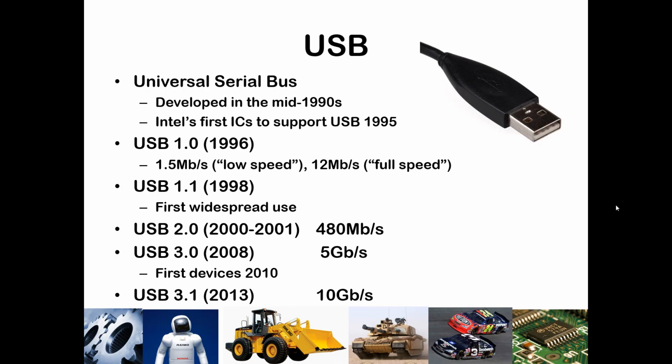USB is a very common application of serial communication, and this involves many modern day peripherals. So the USB was developed in the mid-1990s, and Intel was one of the first companies to use the USB standard, and they used them in 1995. It started in 1996 with the USB 1.0 standard.